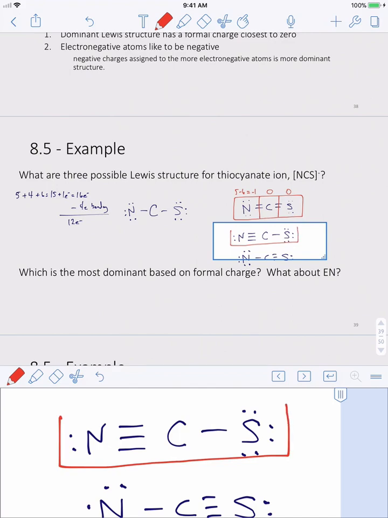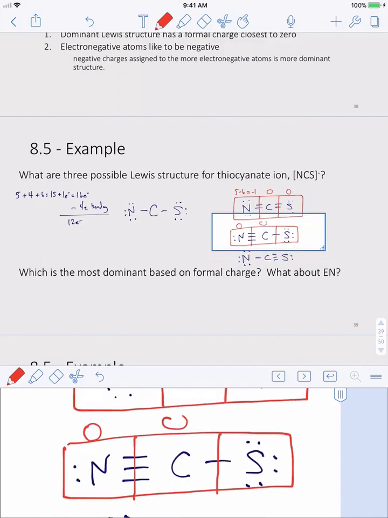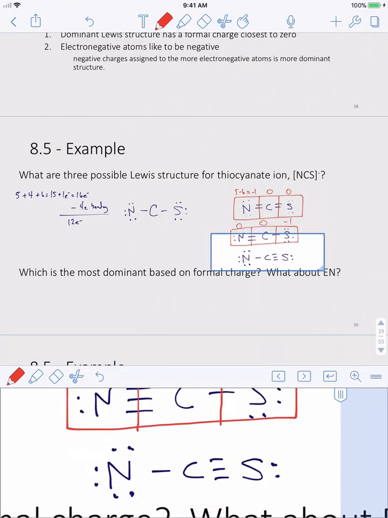Okay, so let's continue this process for each of these possible structures. Again, nitrogen should have 5, and in this case it has 5, so that's a 0. Carbon should have 4, and in this case there are 4, so that's 0. And sulfur should have 6, and in this case it has 6 in the non-bonding and half of that bond between the carbon and sulfur, so this is minus 1. Okay, and the last one.